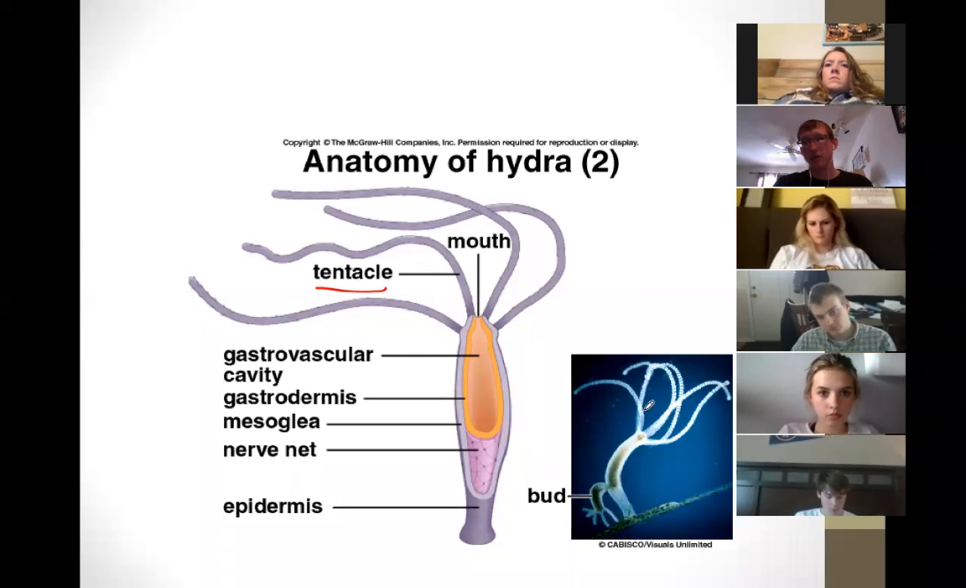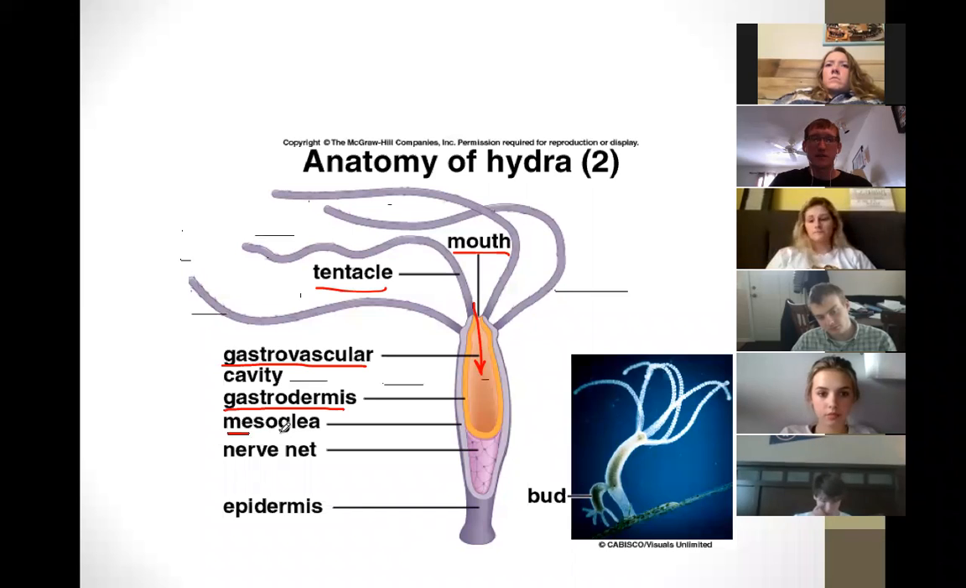But here's the really simple structures. Tentacles, I assume you know what tentacles are. Here they are. Mouth, which is the opening right here. As food is pulled into the mouth, it goes to a cavity called the gastrovascular cavity. Gastro means gut. Vascular means like blood, to circulate. So the place where the gut and the circulation is the gastrovascular cavity. The layer of cells there is the gastrodermis, literally the gut skin, which makes sense, right? I mean, it covers the gut, so it's pretty logical.